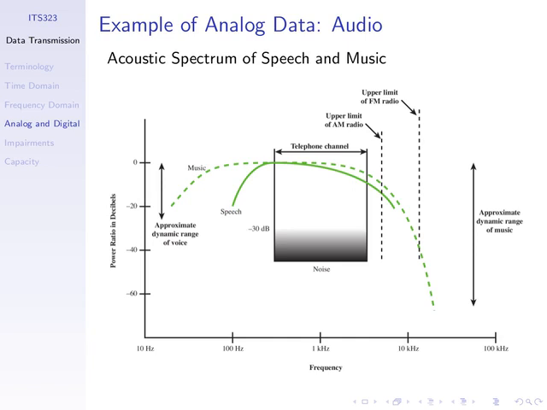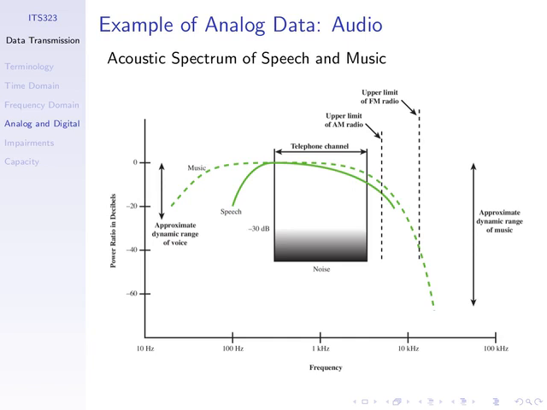Some other information shown here is that this is the upper limit of AM radio. So when you have AM radio, you're sending music or speech, it can transmit up to this portion of frequencies, wherever this is on the logarithmic scale, around 9 kilohertz. FM radio can transmit slightly more, up to 11 or 12 kilohertz. That is, FM radio can carry higher frequency signals than AM radio.